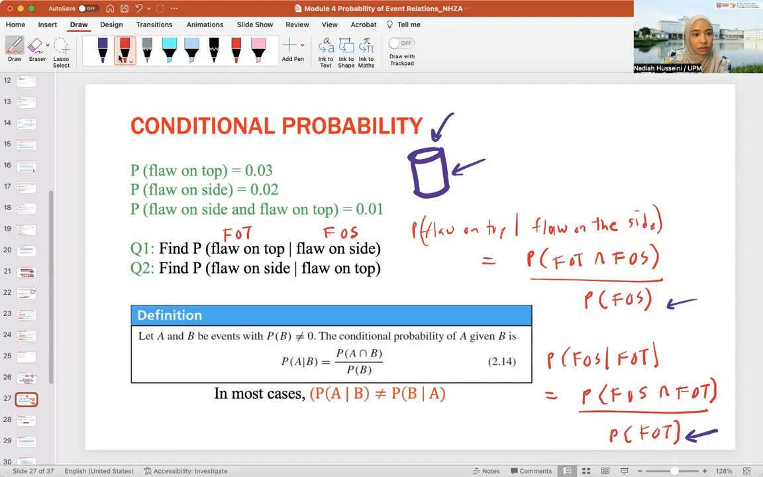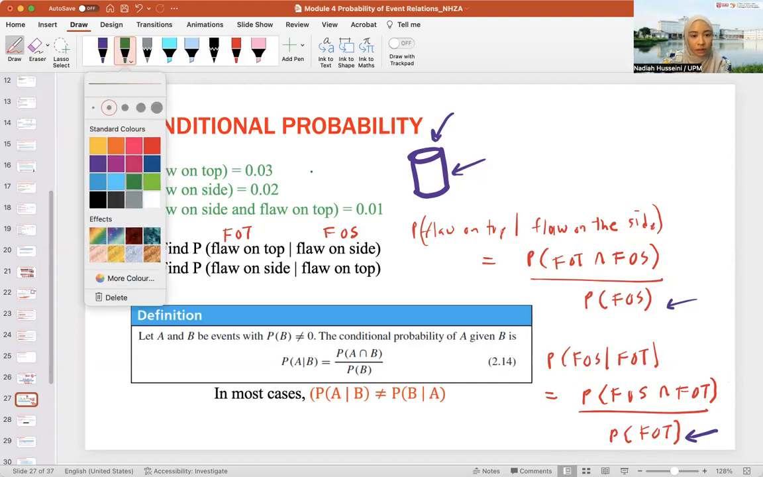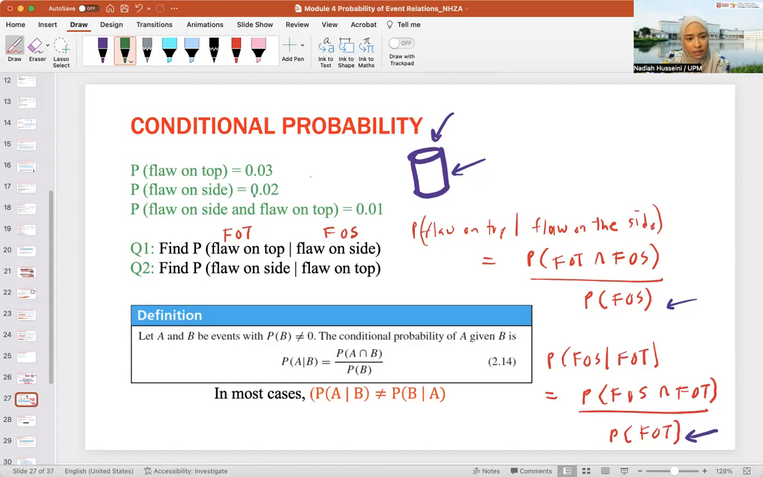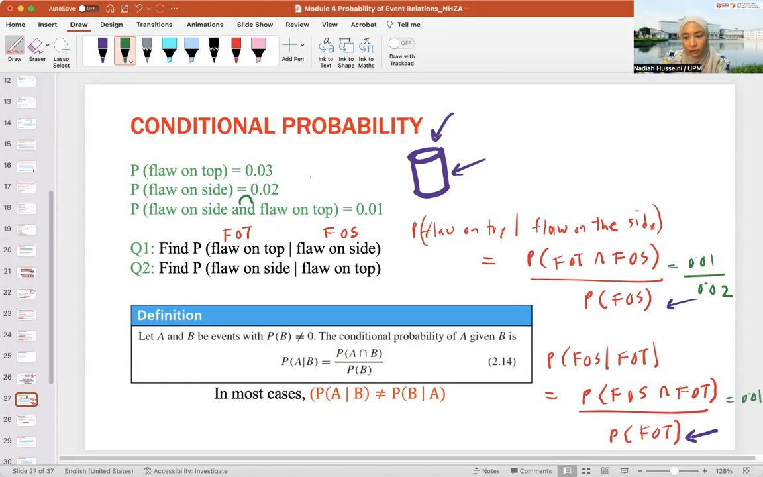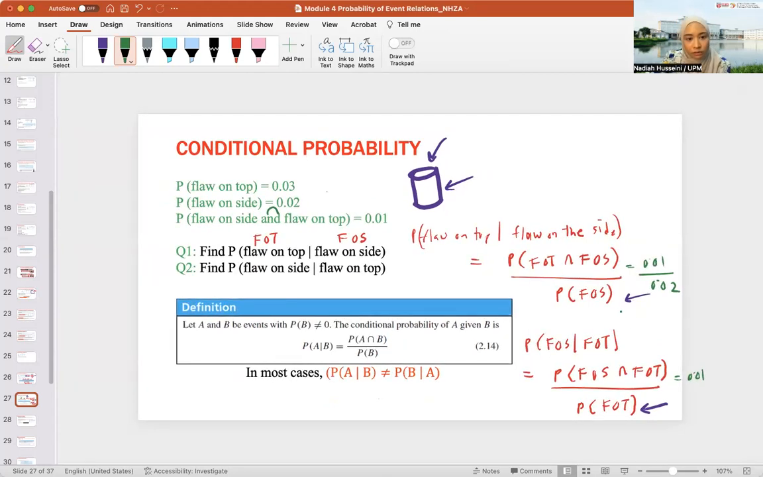Flaw on top, I'm going to use a different color for this one, green. Flaw on top is 0.03, flaw on side is 0.02. Flaw on side and flaw on top, which means this is the intersection, so this is going to be 0.01 over flaw on side, 0.02. And for this one over here, the numerator is the same, 0.01, and flaw on top is 0.03. So it's not the same. So your friend is correct and I am wrong. So this is the answer.